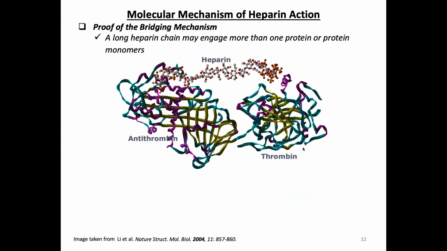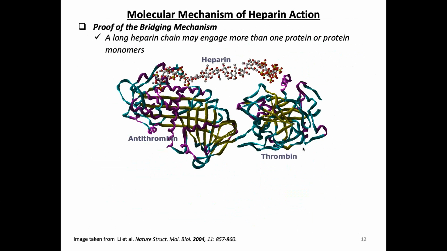This is actually being demonstrated by crystal structure, published some time ago, where it shows that the pentasaccharide binds antithrombin, a trisaccharide binds thrombin, and the heparin chain actually bridges the two together. It helps them bridge the two together.